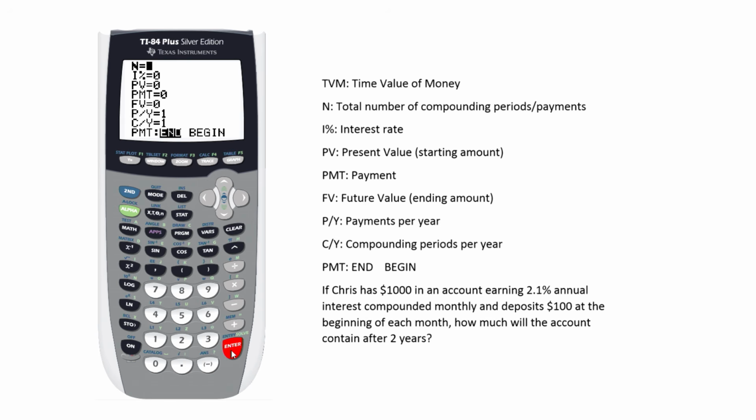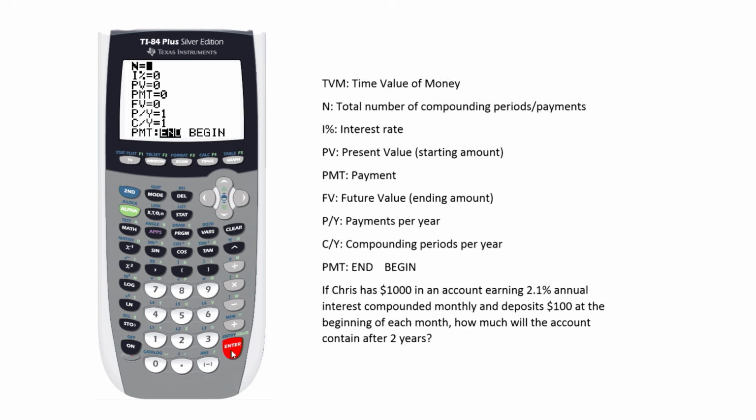So first is N, the total number of compounding periods per year, and that's also going to be the total number of payments. We then have I percent, which is the interest rate. We have the present value, which is whatever amount of money we're going to start with. We have PMT, which is going to be the payment, which we may or may not have depending on the problem. And we have the future value, which is how much money we'll end with. We also have the payments per year and compounds per year, which will always be the same for the problems in this class. At the very bottom, we have payment end or begin, and that will depend on the type of annuity that we're working with in the problem.